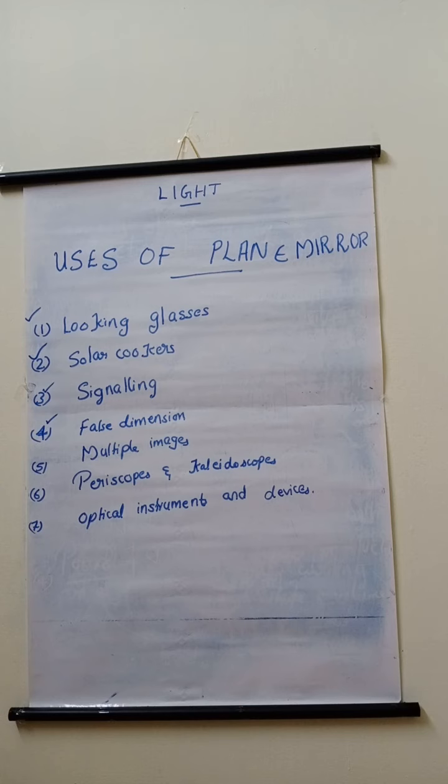Fifth point is multiple images. In showcases that display jewelry and wristwatches, two plane mirrors are placed at an angle or parallel to each other, leading to the formation of multiple images of the displayed articles. Sixth point is that they are used for making periscopes and kaleidoscopes. Seventh point is that they are used as optical instruments and devices. Periscopes and kaleidoscopes are devices.